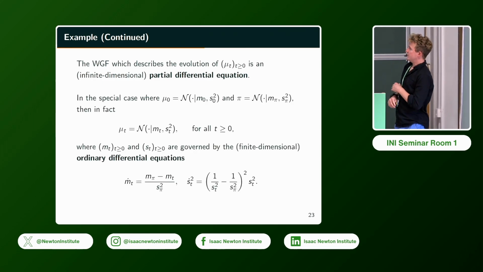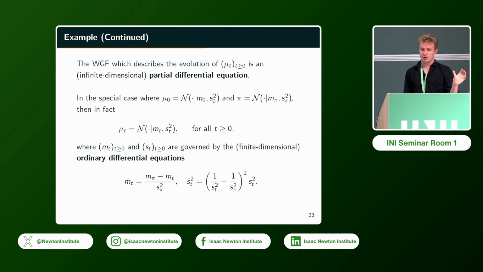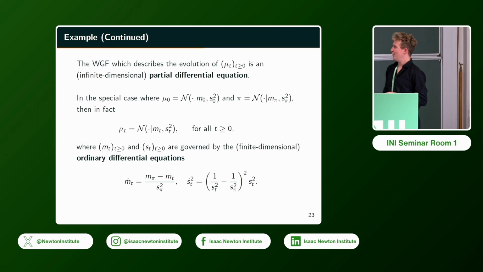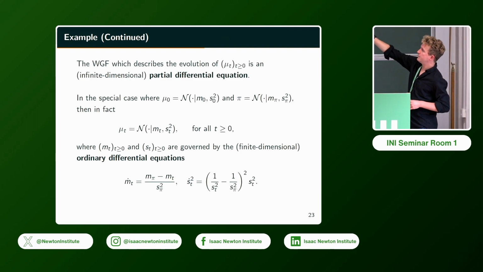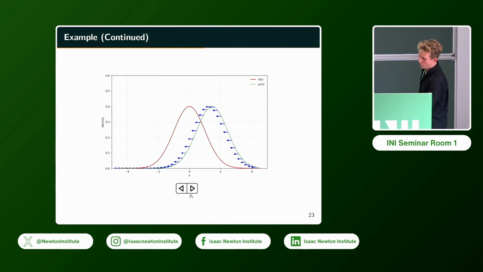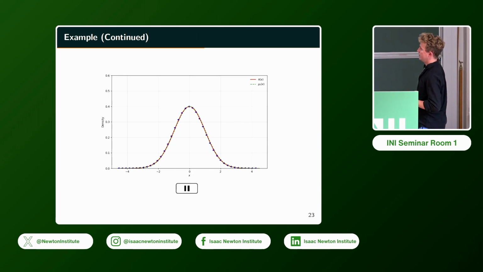But just to continue our example, in this special case where our source measure mu naught and our target pi are both Gaussian, then actually this reduces to essentially two ordinary differential equations, one for the mean and one for the variance. Because you can show that if the initial measure is Gaussian and the target is Gaussian, then mu_t remains Gaussian for all t. So again, just a brief illustration of what the Wasserstein gradient flow looks like in this example. We start over here and we proceed towards our target. And again, the blue arrows here are showing the Wasserstein gradient at each of those x's.